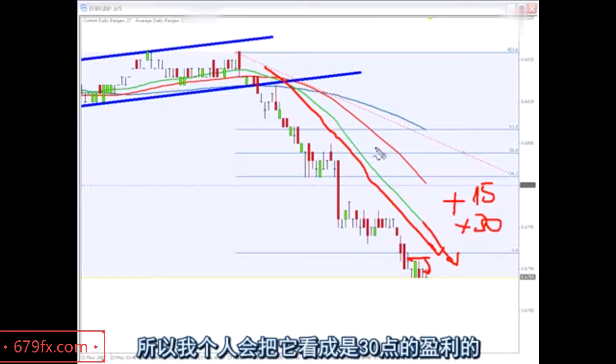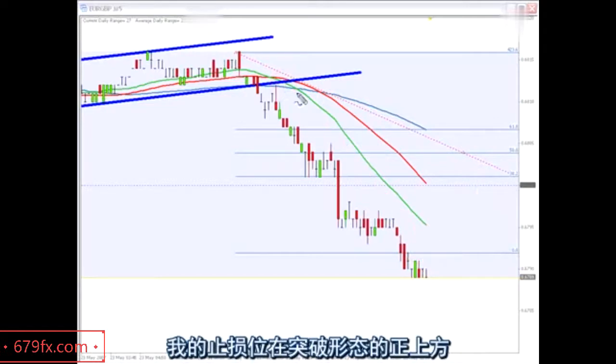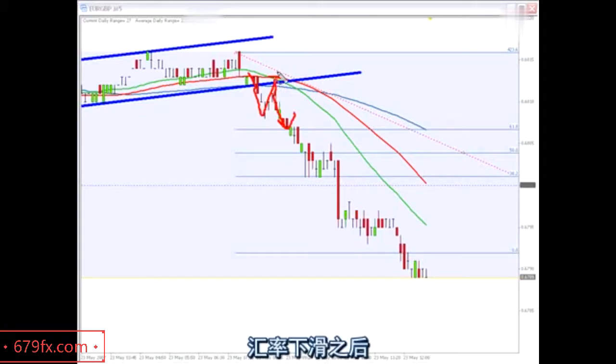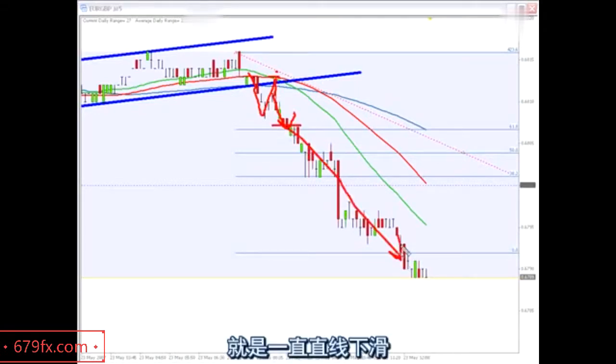It's been an easy ride down. My stop loss, which was placed right up there above the pullback aspect of the breakout, never got challenged. Upon entry, it just kept on going down and down and down until closing right there.